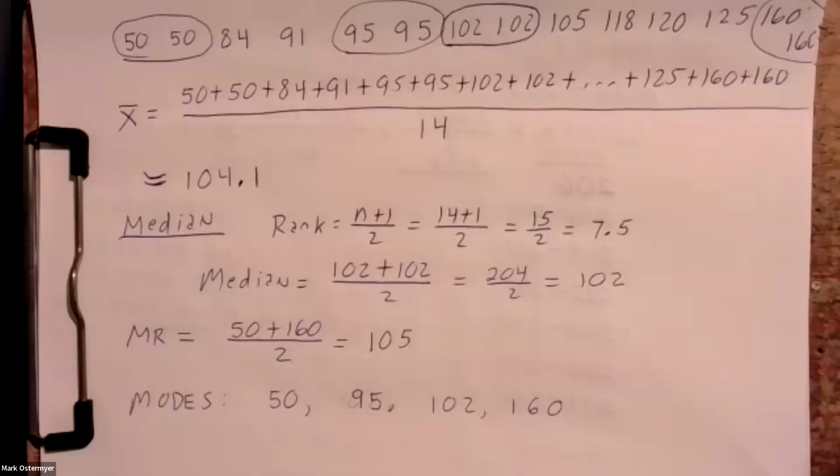Question: are all these measures of central tendency, with the exception of the modes, of course, the 3 measures of central tendency, the mean, median, and mid-range, are they all comparable in value?